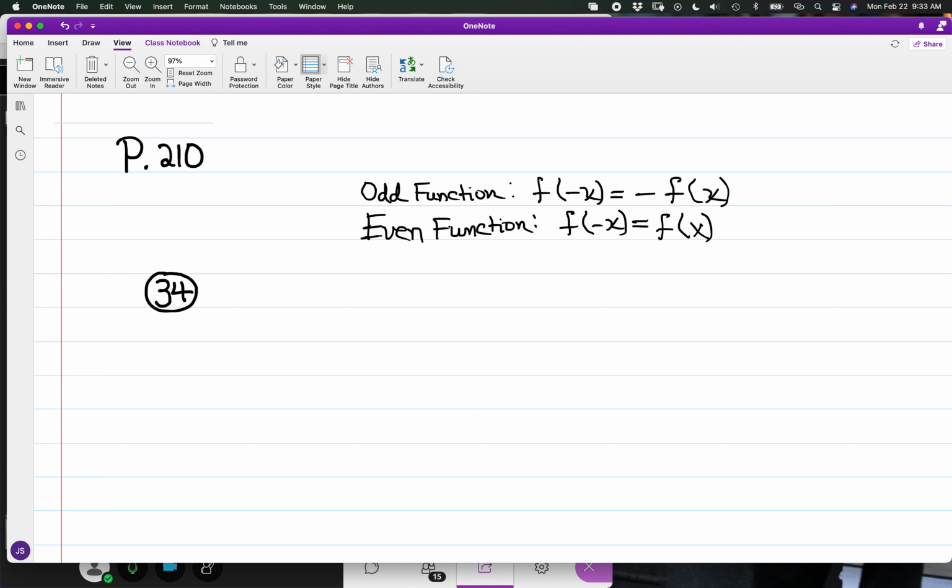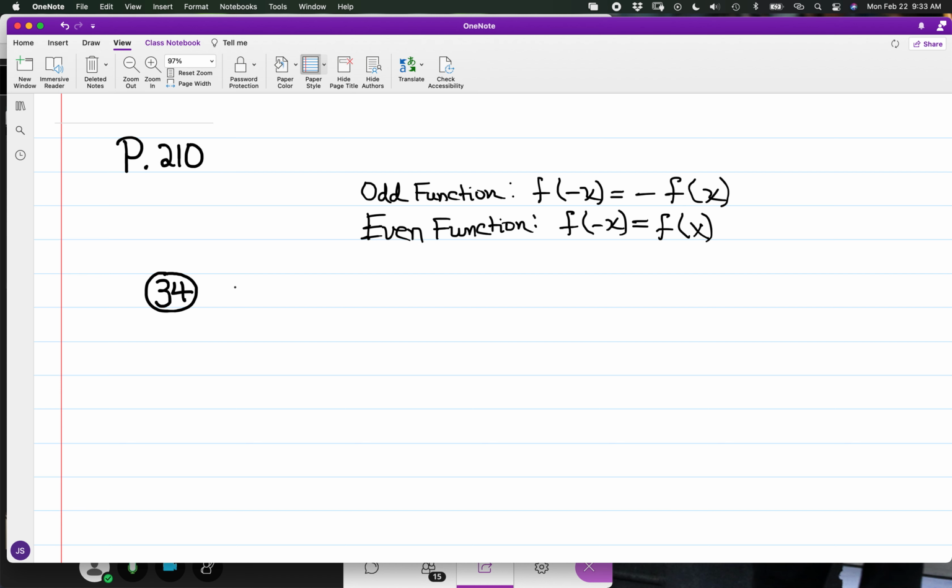Whereas in the case of even functions, the graph of an even function is going to have symmetry with respect to the y-axis. And we have that f of negative x is equal to f of x. So same sign outputs, I should say, result from opposite sign inputs in the case of an even function.